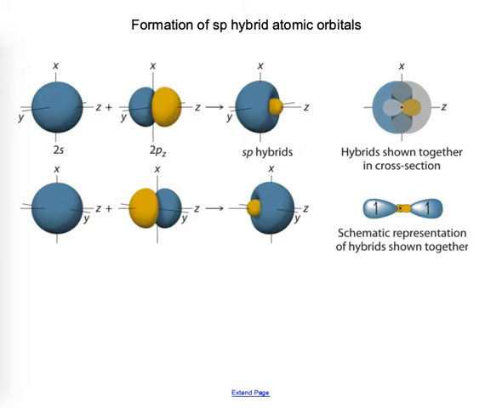And here's what it looks like. We take the 2s and 1 of the 2p orbitals, let's say the 2pz, and we form sp hybrid atomic orbitals, and wouldn't you know, the angle between the sp hybrid atomic orbitals is exactly 180 degrees. Okay, this is how we explain linear geometry.